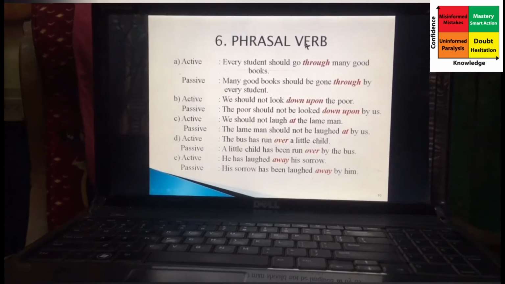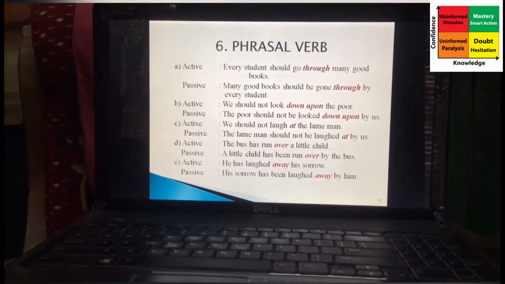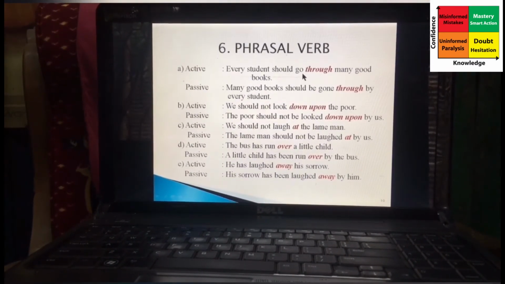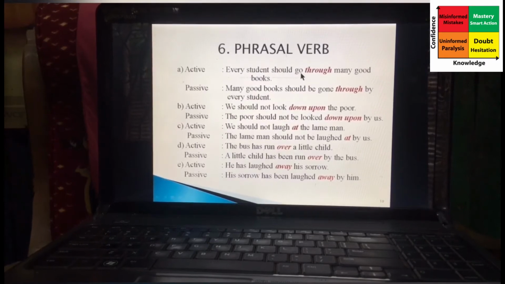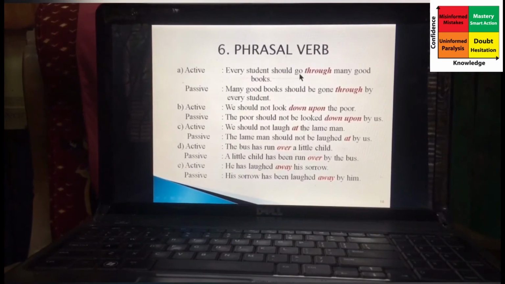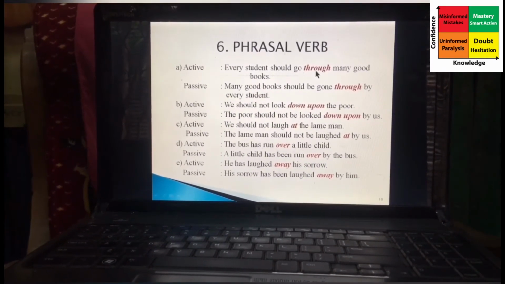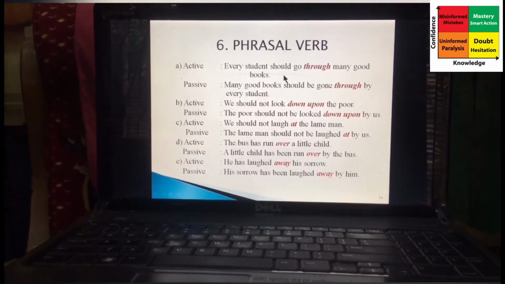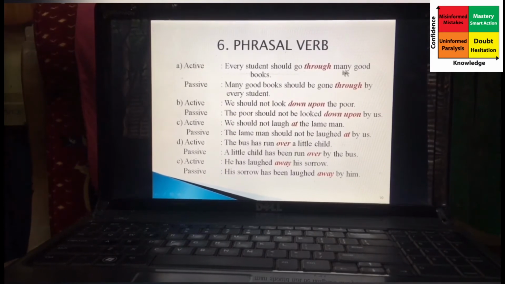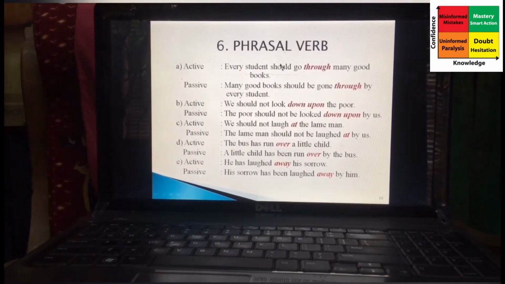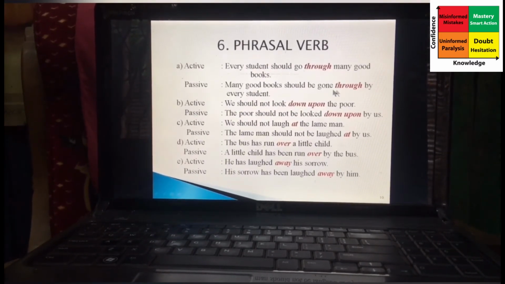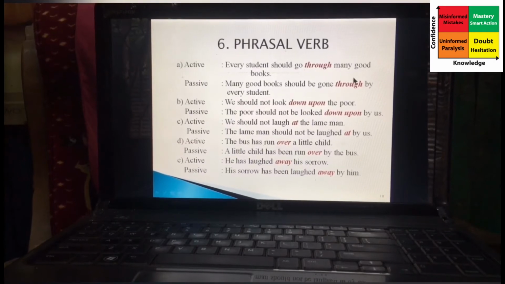Next, phrasal verbs. Phrasal verbs are those verbs which take some preposition or adverb and change the meaning. Like "go", first example, "go". "Go" is an intransitive verb, that is, no object. But if we use "through", "go through" means read, so it becomes a transitive verb. In that case, we can make it passive. Like, every student should go through many good books. Many good books, "should" is a modal, so "be" will come: many good books should be gone through by every student.